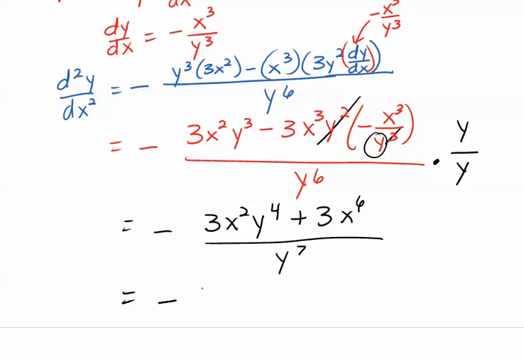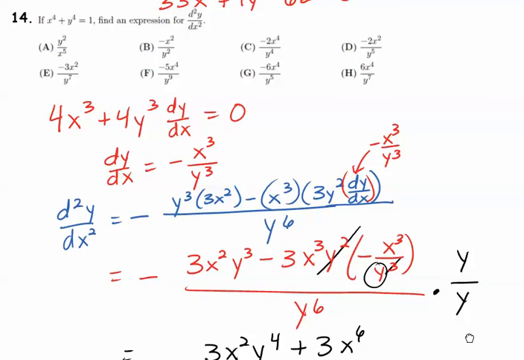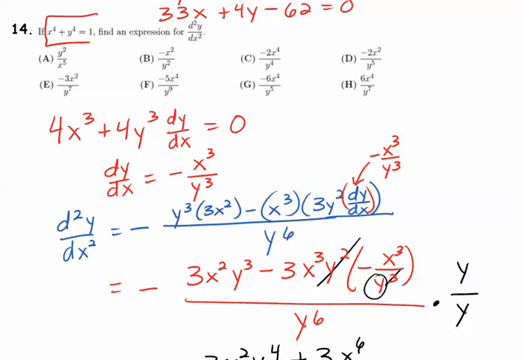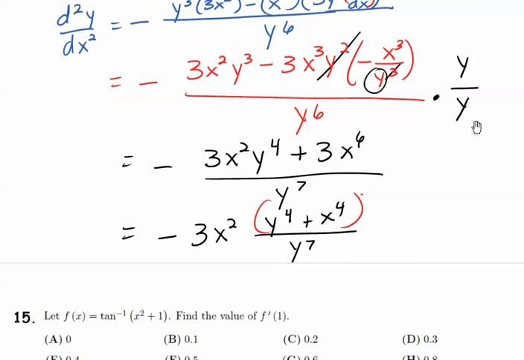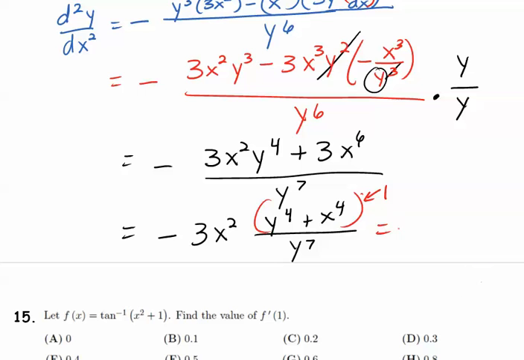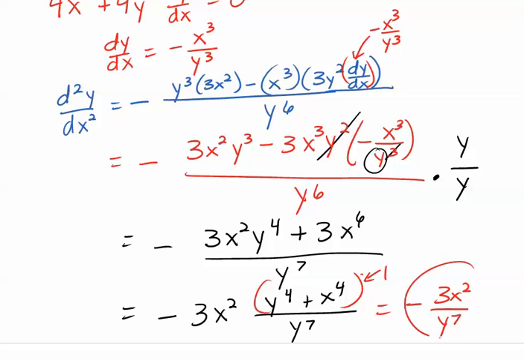And now we are hoping when we factor the GCF of 3x squared that we will notice our original function. So the second substitution should be right here. x to the 4th plus y to the 4th was indeed our original equation. That is equal to 1. So we are left with a second derivative of the opposite of 3x squared over y to the 7th. And that is our choice E.